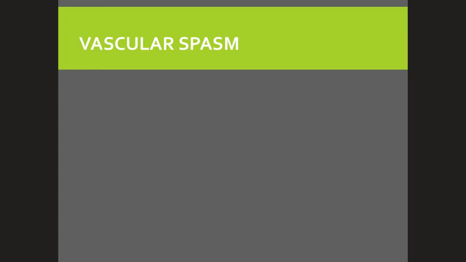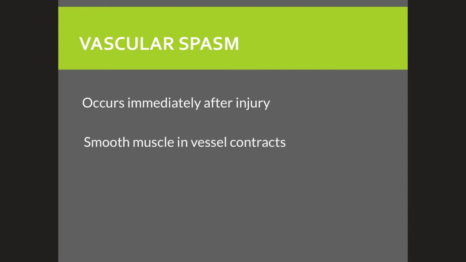Vascular spasm occurs immediately after blood vessels are damaged. This occurs by the smooth muscles within the vessels that contract due to the blood vessel being damaged. This contraction process can reduce blood loss for several minutes to several hours. By the vessel contracting, it can pull that vessel tighter and again help slow that blood loss through that injury.